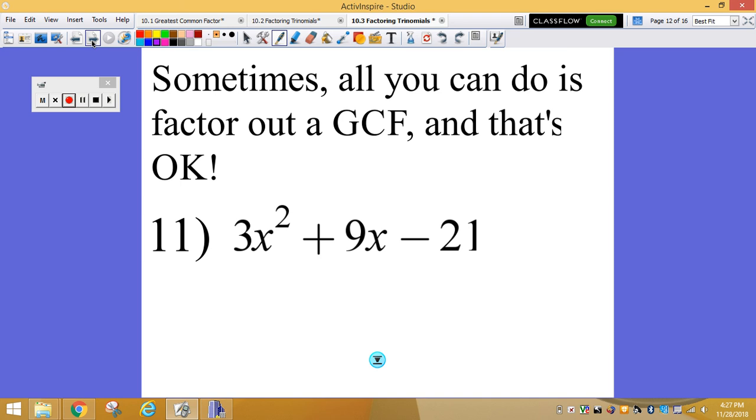And so I think you're good. Okay, so this is one. Sometimes all you can do is factor out the GCF, and that's okay. So this you can take a 3 out. So let's take a 3 out. So I'm left with x squared. I'm left with 3x. And 21 divided by 3 is 7.